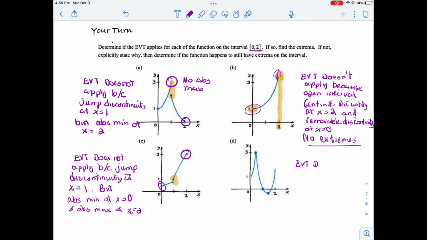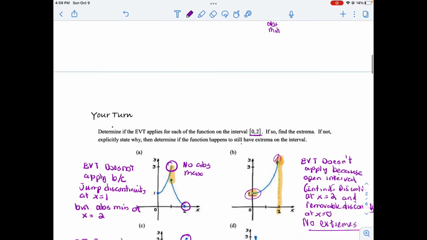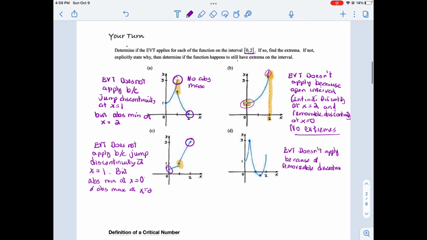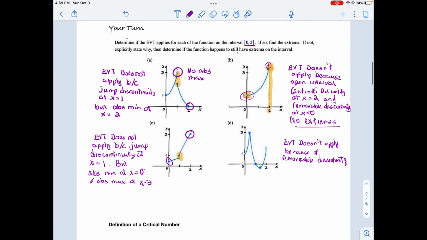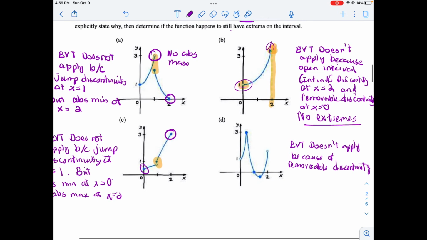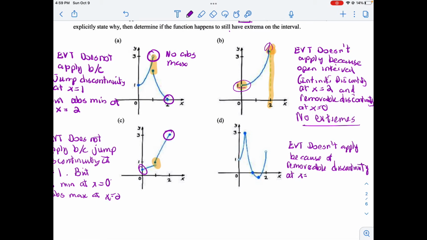And the absolute maximum, the highest point on our graph, occurs at x equals 2. D, the extreme value theorem does apply. It doesn't apply, sorry, I said does. It doesn't apply here because we have a removable discontinuity at its endpoints. It's continuous everywhere except for its endpoints, but our formula says it has to be continuous over the closed interval, as you can see. So we have a removable discontinuity. But even though we have a removable discontinuity and the extreme value theorem doesn't apply, we still have an absolute max or min. Our absolute maximum occurs at x equals 1/2, and our absolute minimum occurs at x equals 3/2.